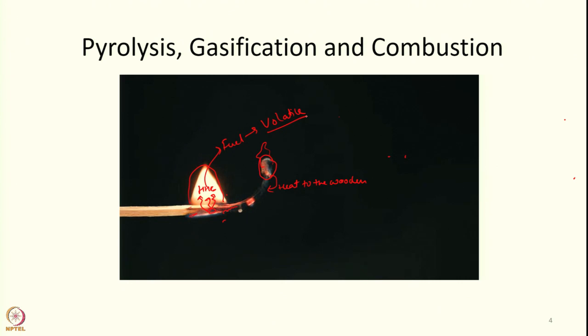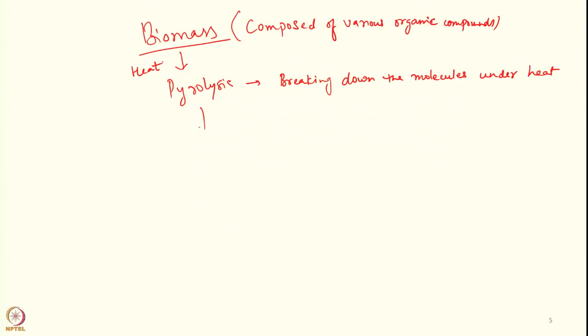So what does this pyrolysis process produce? It produces volatiles, and volatiles are nothing but higher hydrocarbons. The short form is HHC, higher hydrocarbon, and oxygenated higher hydrocarbon, plus it also has carbon monoxide, hydrogen, H2O, CO2. If you do a pyrolysis of a biomass, you will see that there are more than 200 species.